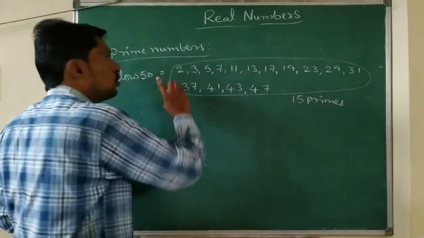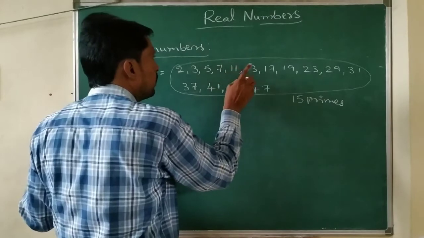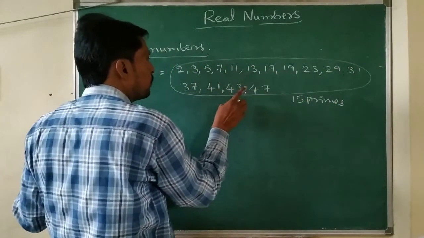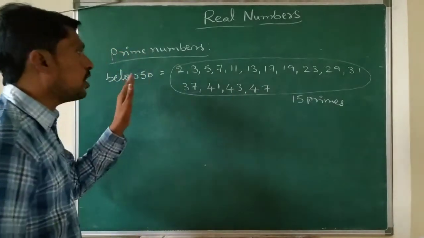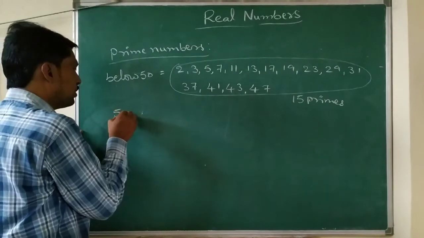Below 50, total 15 primes. Once you count: 1, 2, 3, 4, 5, 6, 7, 8, 9, 10, 11, 12, 13, 14, 15. So below 50, how many prime numbers are there? 15 prime numbers. Now 50 to 100.